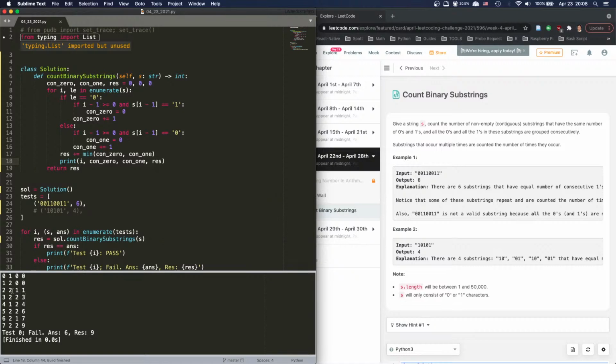Like, see where things kind of go wrong. Okay, so 0, 1, 2, we hit here. Now we have 1, 1, right? And then that's 1, and that's a 2. Why is this 3? Oh, plus equals min. It's not min.